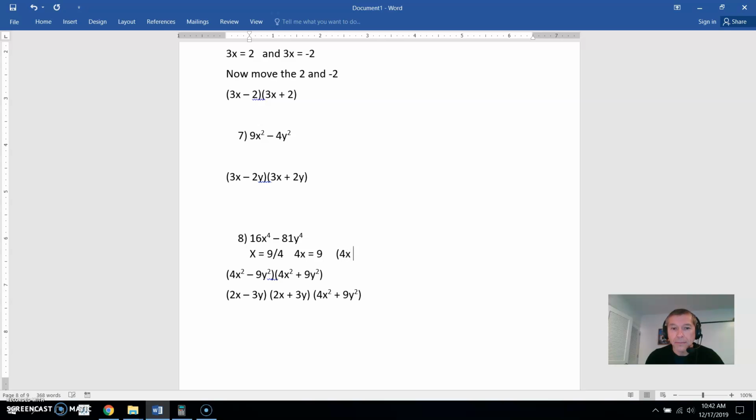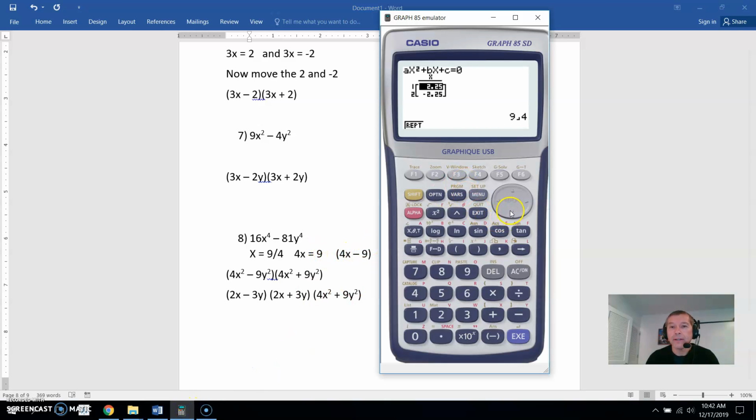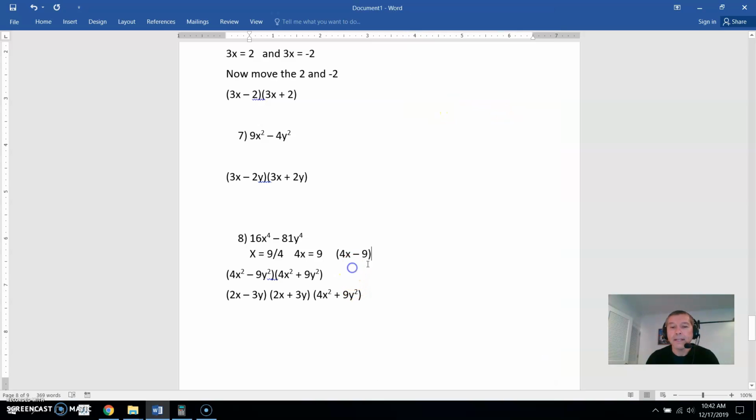4x minus 9. Now notice that you will also get the same thing down here on the bottom. See, negative 9 over 4. Well, the negative 9 over 4 is going to give you the factor 4x plus 9. Now, when you multiply these two together, you do get 16.